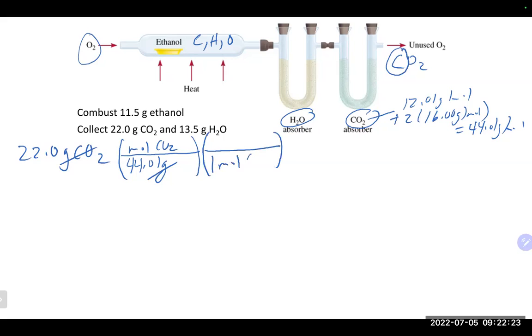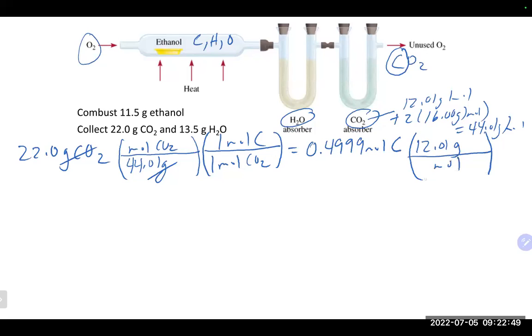1 mole of the entire thing of CO2 will give us 1 mole of carbon, and that would get us 22 divided by 44.01. That means that there is 0.4999 moles of carbon. And if we want to know how many grams of carbon that is, we now could use the molar mass of carbon, which is 12.01 grams per mole. And that will get us about 6 grams, give or take. So that 6 grams of carbon comes from this guy right here. There's 11.5 grams of the sample, so about 6 grams of it is made up of carbon.